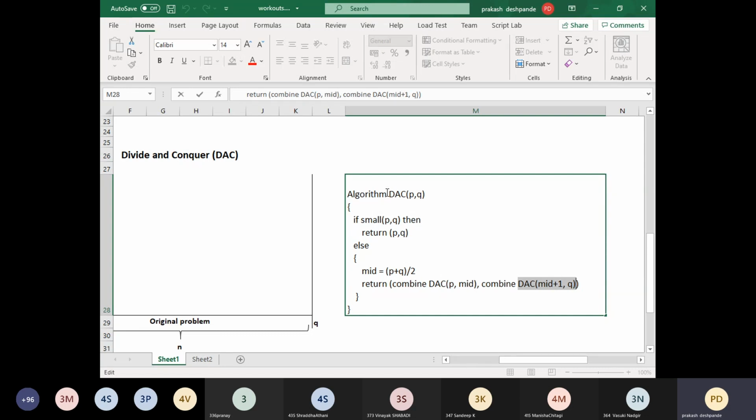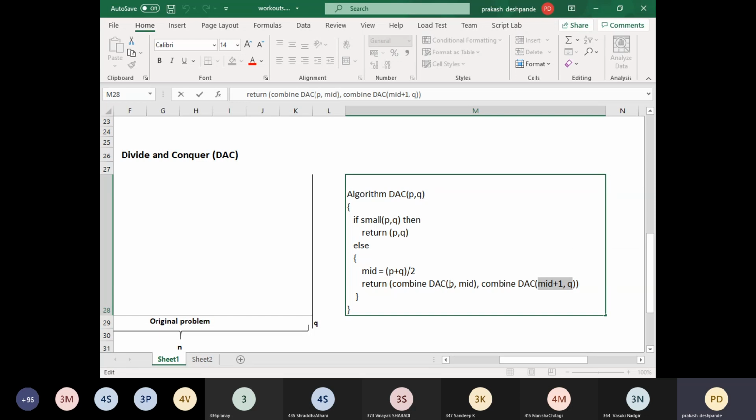Next time when I call this DAC with the first half, the new values of P and Q are what? P is P and Q will be the mid value. And for the second half, the new values of P and Q will be: P will be mid plus 1 and Q will be Q itself. Are you able to visualize, students? Yes, sir. Correct.